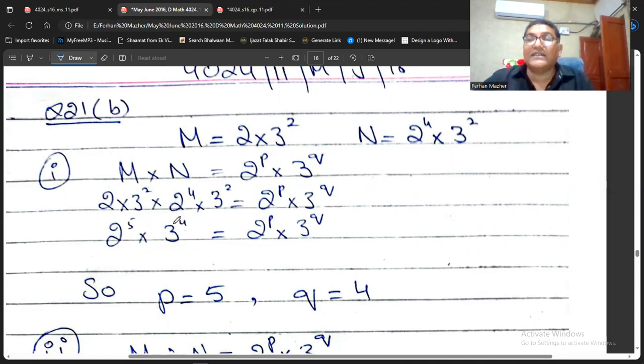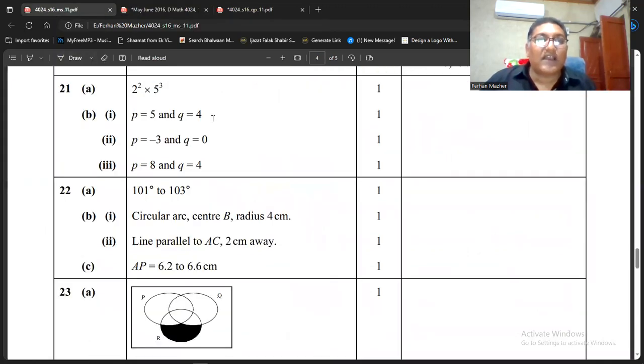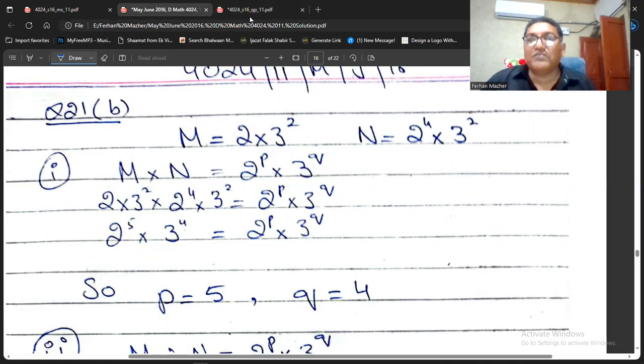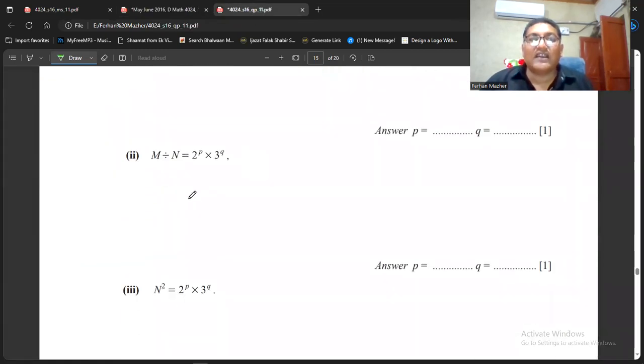We are comparing the powers of the same bases. So p is 5 and q is 4. Simple, straightforward.